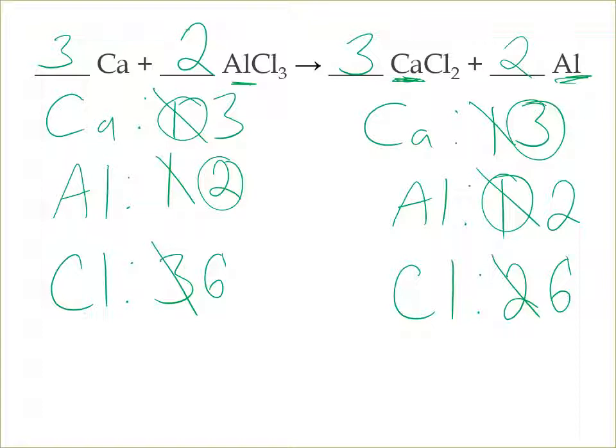I can recount now. 3 and 3, the Cas match. 2 Als on the left matches the 2 Als on the right. 6 Cls on the left matches the 6 Cls on the right. Looks pretty good. 3, 2, 3, 2 cannot be reduced. That's my simplest balanced equation, and we're done.